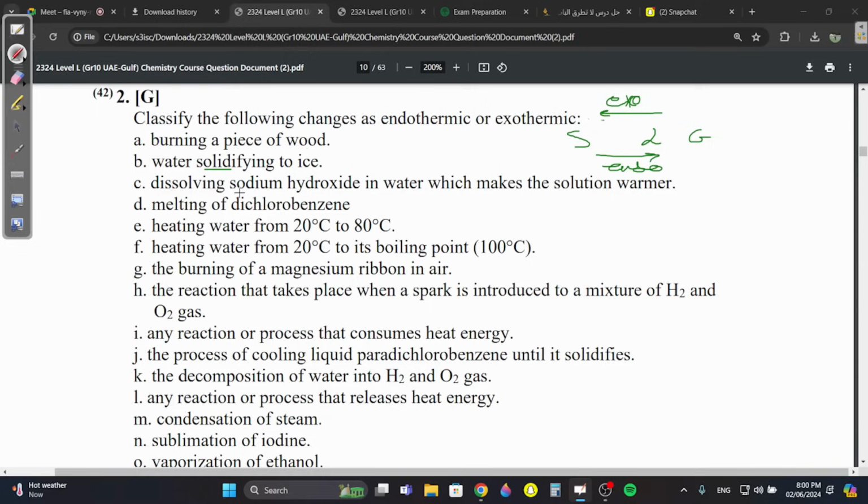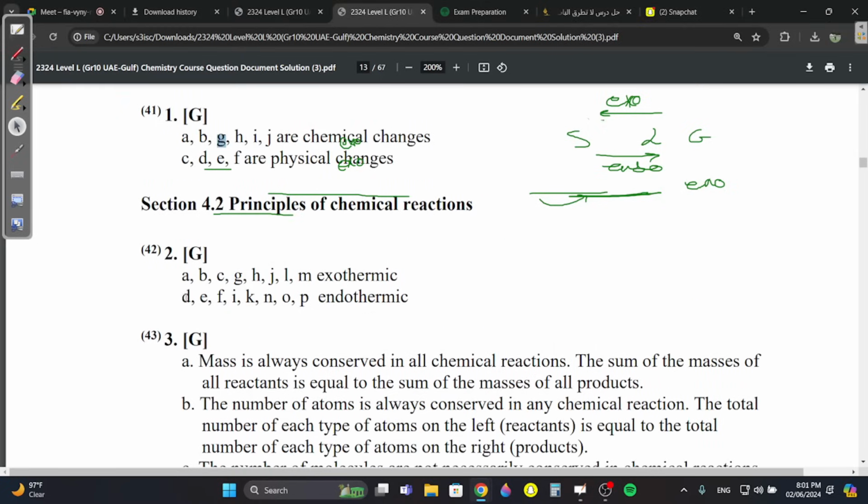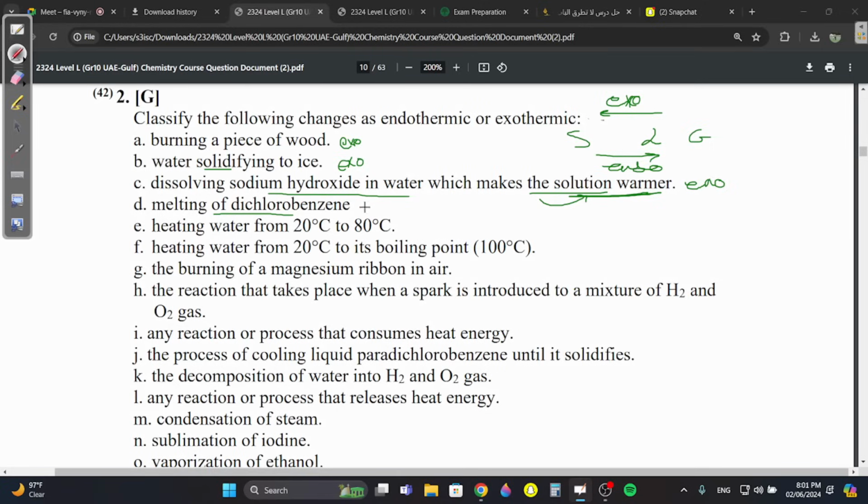Okay. Dissolving sodium hydroxide in water, which makes the solution warmer. So heat is being released. So obviously exo. Okay, I'll write exo. Okay, melting of dichlorobenzene. Melting is going from solid to liquid, so it's going to the right, so it's endo, because it needs to absorb energy, to split the bonds to make it a liquid. It should be endo. D is endo. Okay, endo.